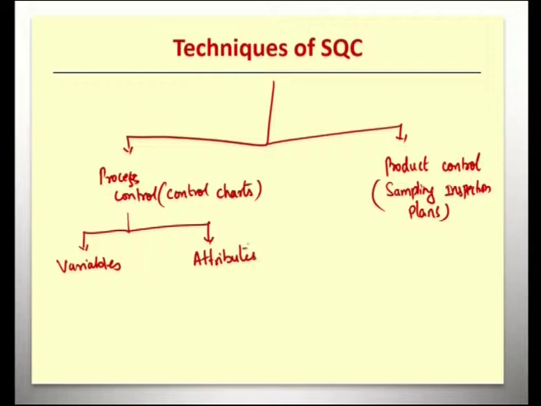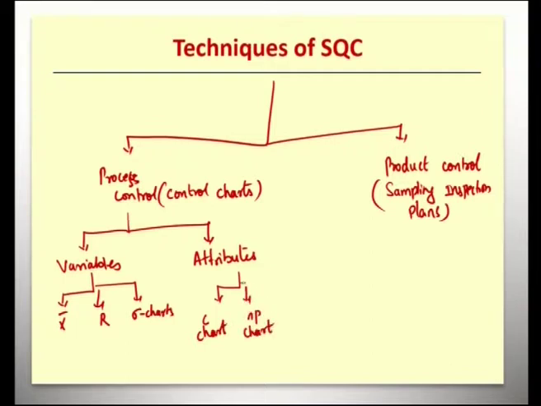The term attributes we have seen in one of the courses called Statistical Methods 2. For variables, the charts taken into account for control charts are the X bar chart and R chart. X bar means mean chart, R is range chart, and then the sigma chart. Sigma is the standard deviation chart. For attributes, there is the C chart for the number of defects, the NP chart for the number of defectives, and the P chart for the proportion of defectives.